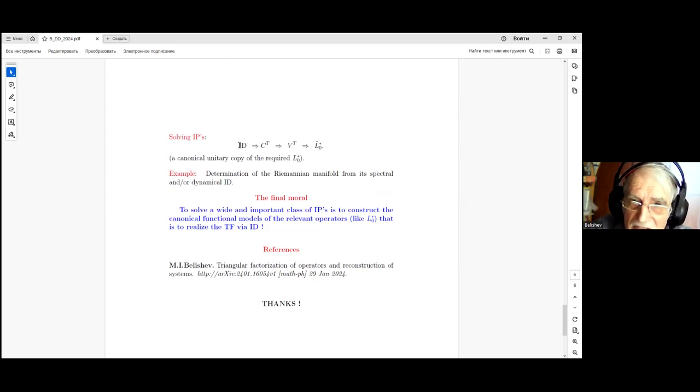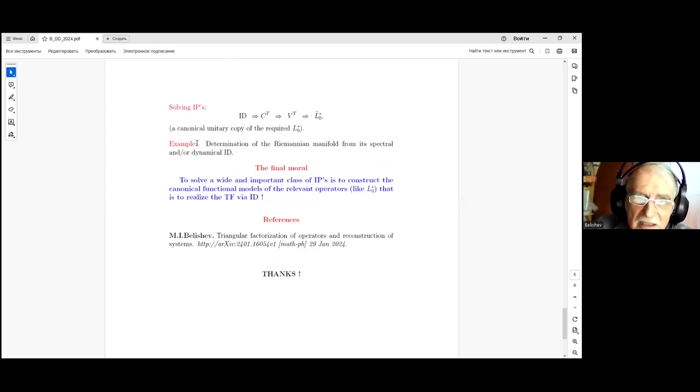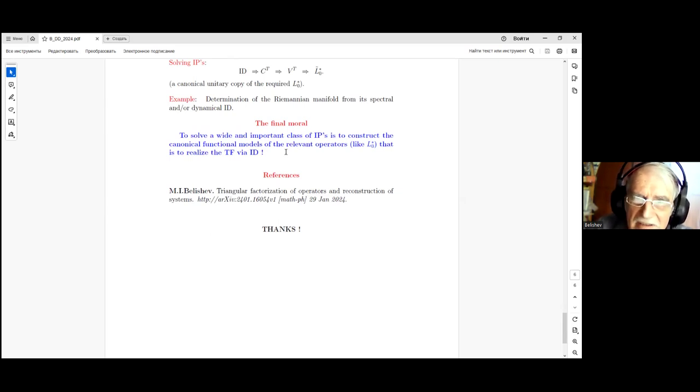So this is the theoretical background of our approach to inverse problems. And as an example, a very respectable example, this machinery does work in the very serious problem of reconstruction of a Riemann manifold of arbitrary topology and arbitrary metric. And I would like to stress that, to the best of my knowledge, there are no other efficient approaches or methods which give the same result. Only factorization, which lies in the background of the approach, and this is the final model.